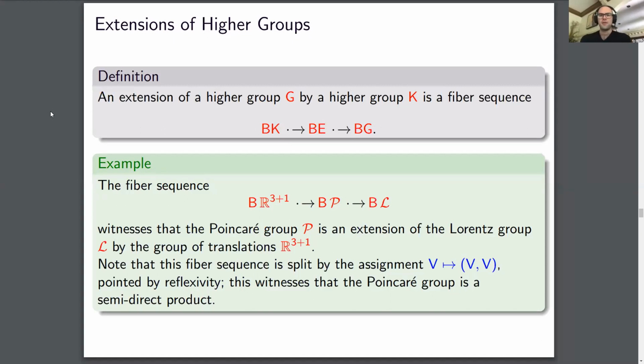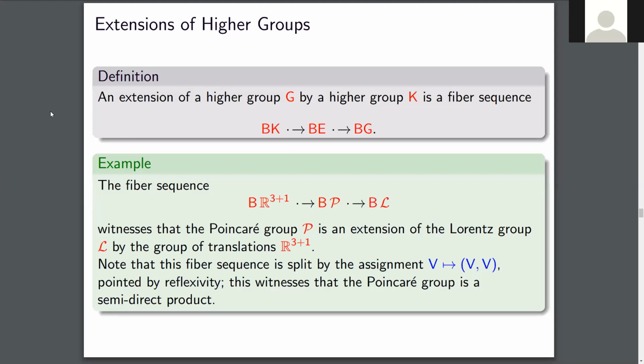So the fiber sequence we were looking at in the other page witnesses the Poincare group as an extension of the Lorentz group by the group of translations. And we can see also that this is split. So the BP, remember, is a pair consisting, it's a Minkowski spacetime, pair consisting of a Lorentz space and an affine space over it. So every Lorentz space is an affine space over itself. So we have a splitting. And that witnesses that this is in fact a semi-direct product, which, if you know of this story, you might already know.